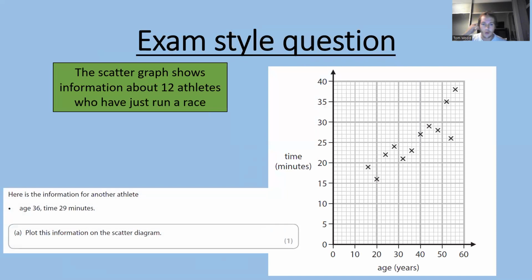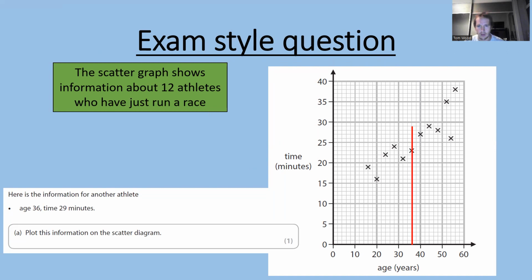So question 1 for this was, here is some information about another athlete. Their age is 36 and it took them 29 minutes to complete the race. Plot this information on the scatter graph. So what I'm going to do, I'm going to measure along. You can go from either way. You could measure up to 29 minutes and then across, or whichever way you want to. I've chosen to find where is the age of 36. So I'm going 30, 32, 34, 36. So it's on that line. I'm going to draw a straight line all the way up and off the page.